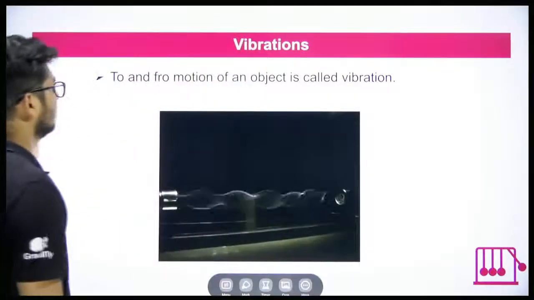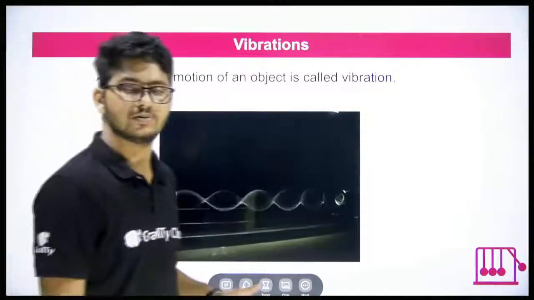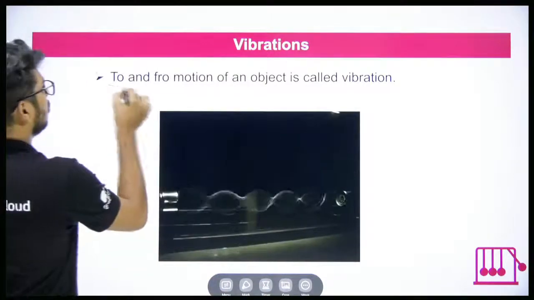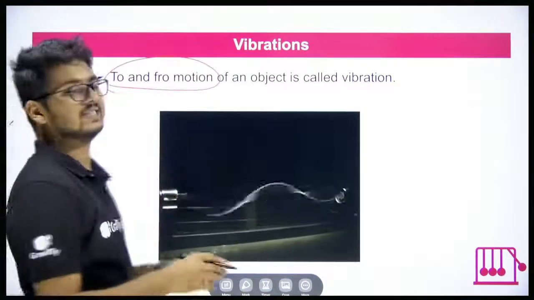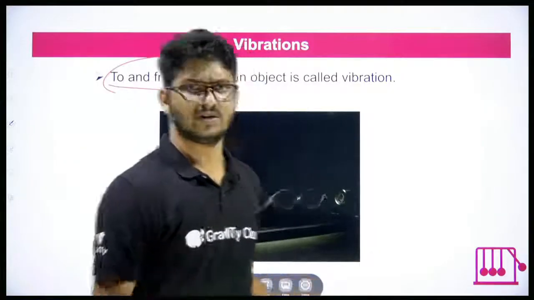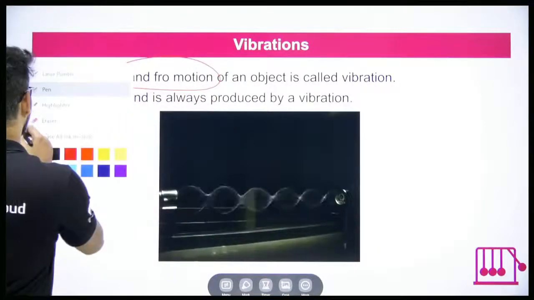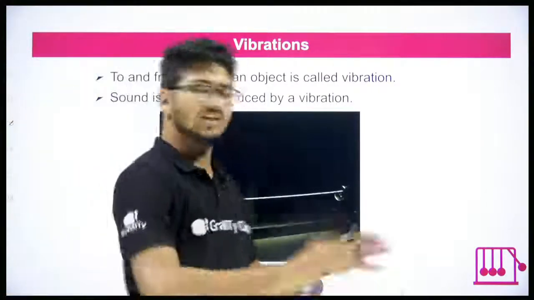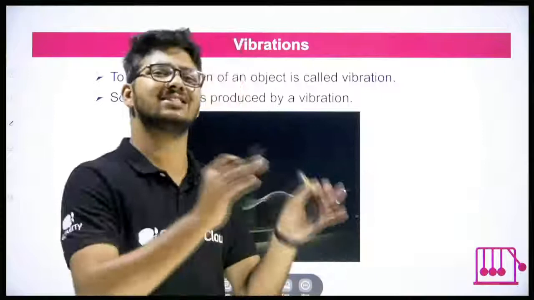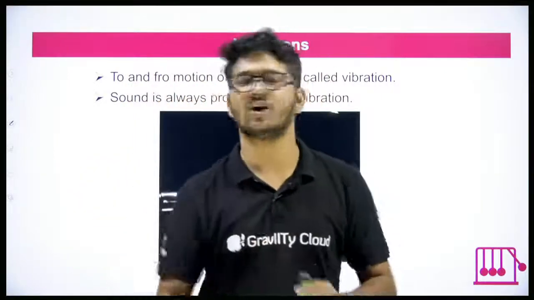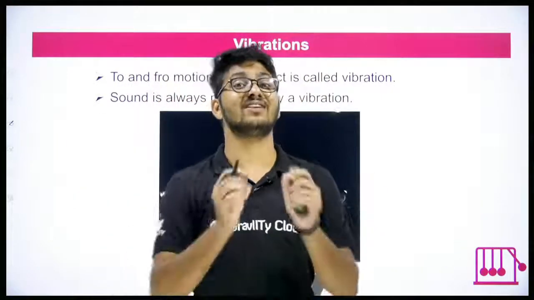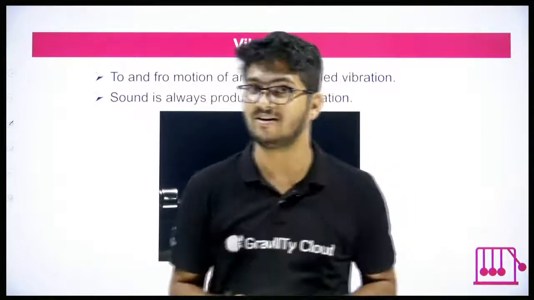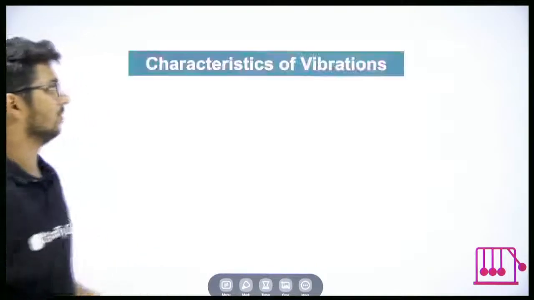Now what are vibrations? To and fro motion of an object. Simple. Remember these words, these are some keywords. To and fro motion of an object is called vibration. And sound is always produced by what? By a vibration. So if sound is produced, that means there is a vibration. Whether you can see it or not is a different matter, but there will be vibration when sound is produced. Good? Okay, let's continue.